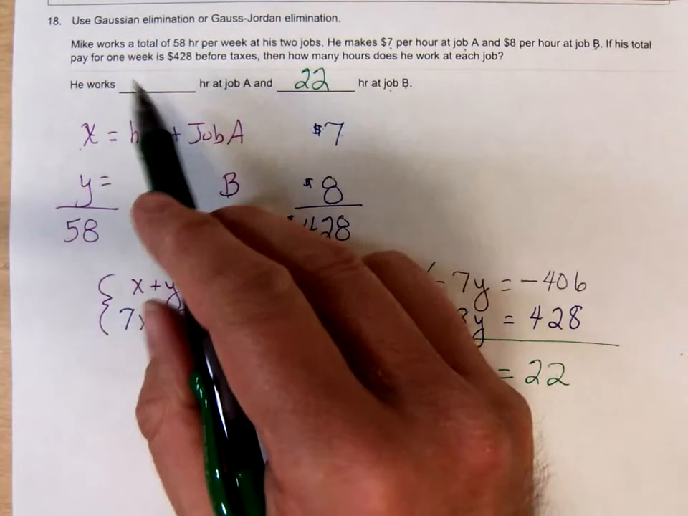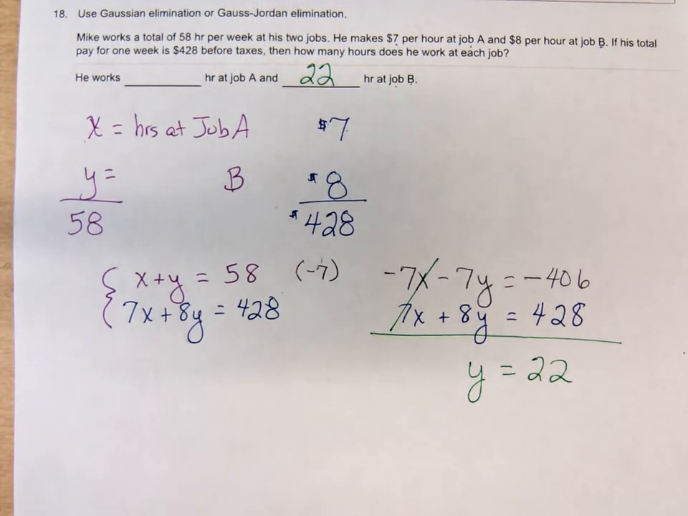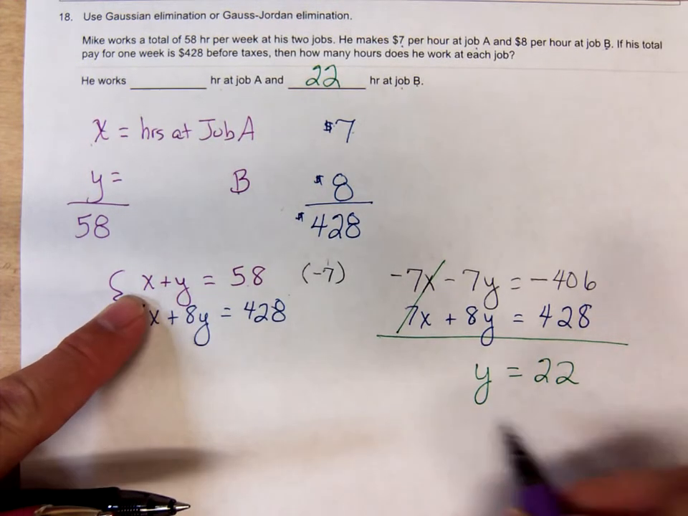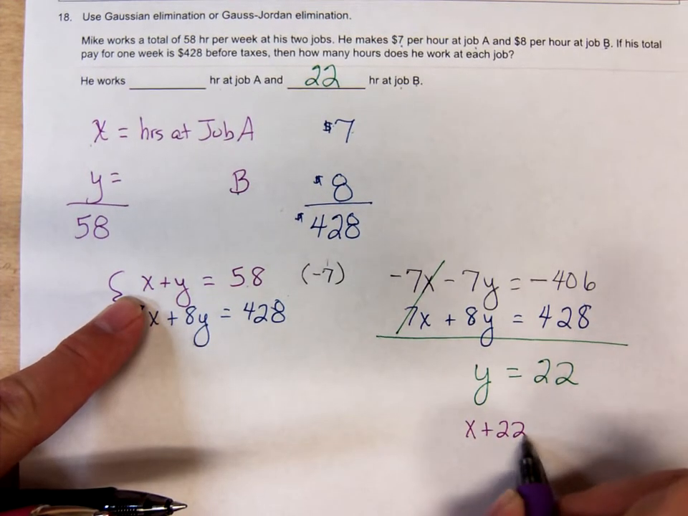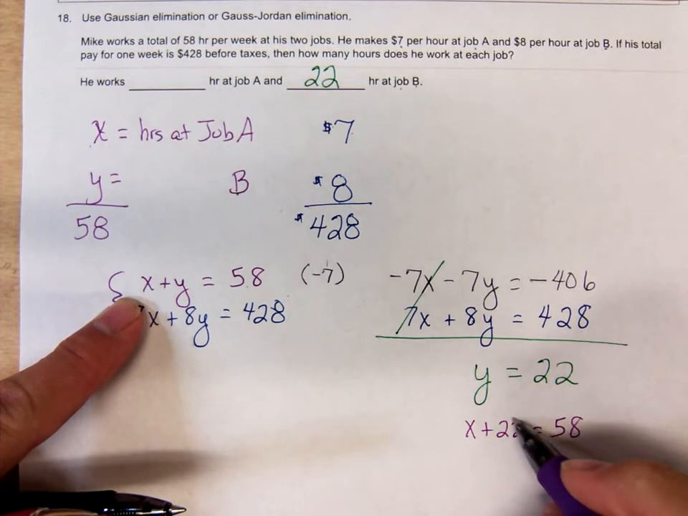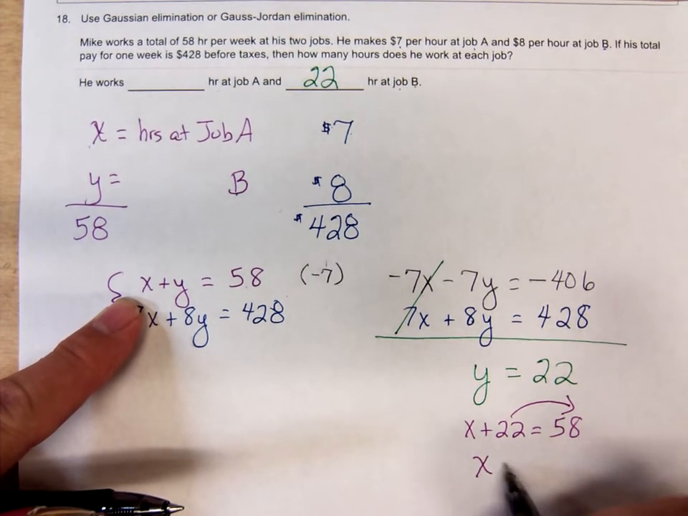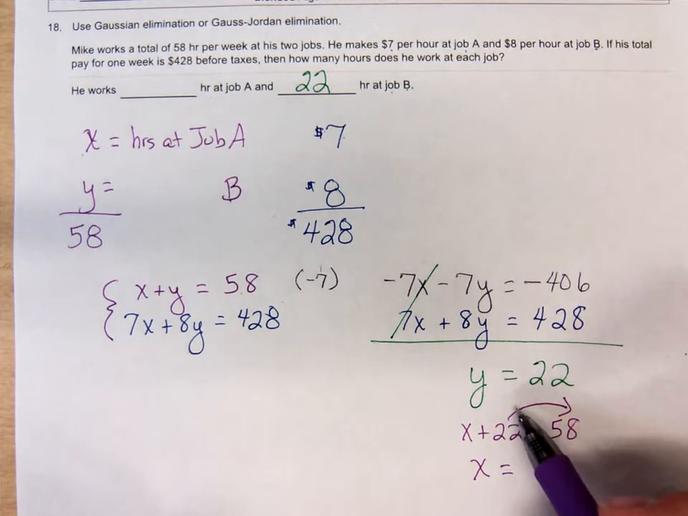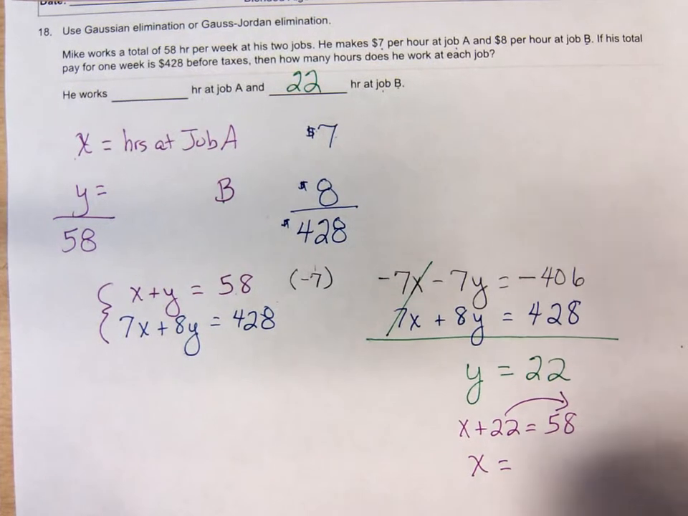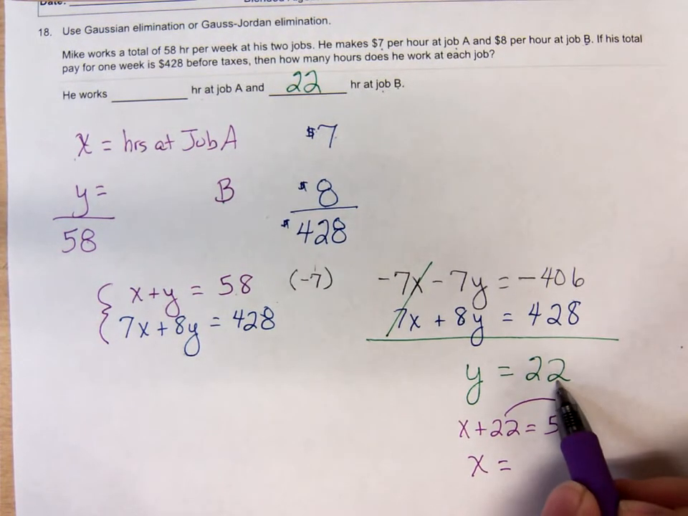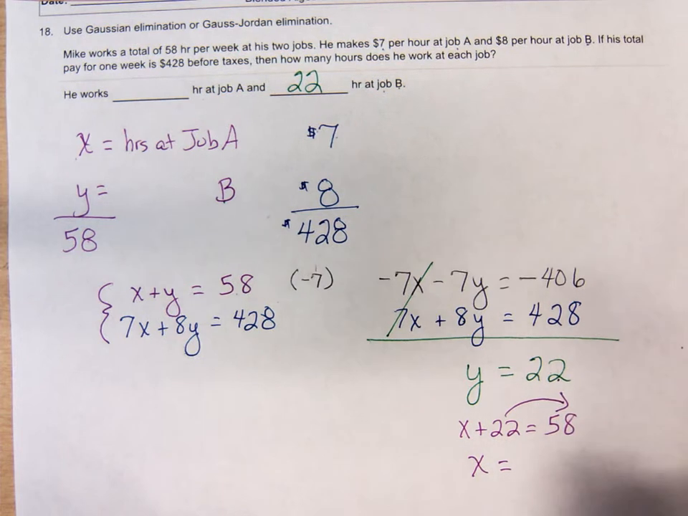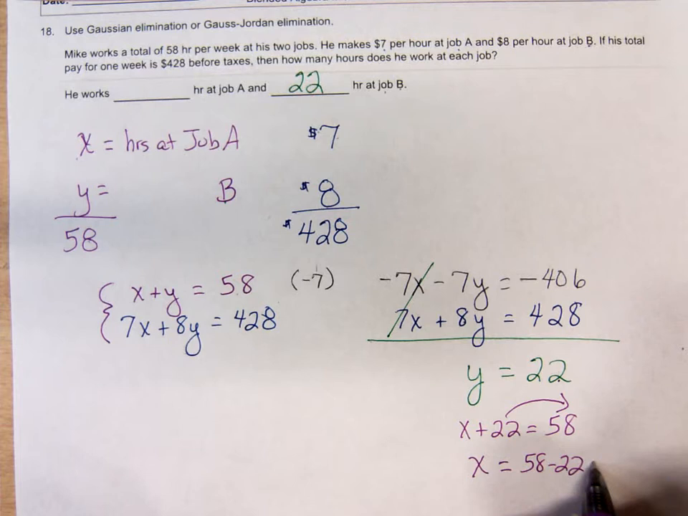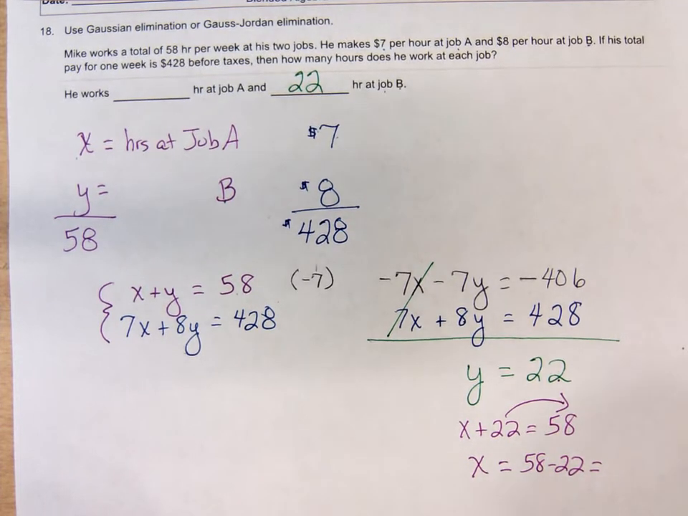So if he worked a total of 58 hours, if Y is 22, most of you can do this without having to use any algebra. You know, okay, you worked a total of 58 hours. You worked 22 hours at job B, so the remaining have to be job A. So what's that going to be? 58 minus 22. Is that 36?